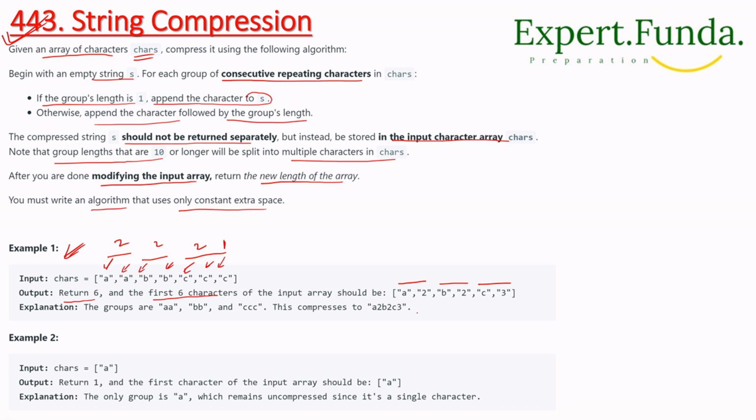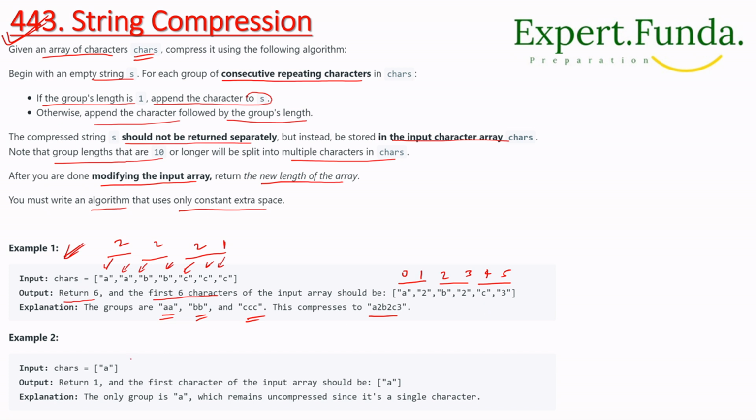So 0 1 2 3 4 5, in total we have 6 characters, so we have to return the length, 6. There are groups: we have aa, we have bb, and we have triple c. If we compress this, it will become a2 b2 c3.